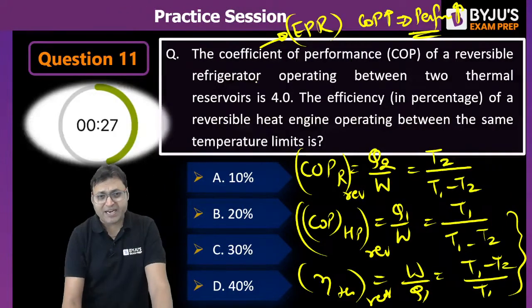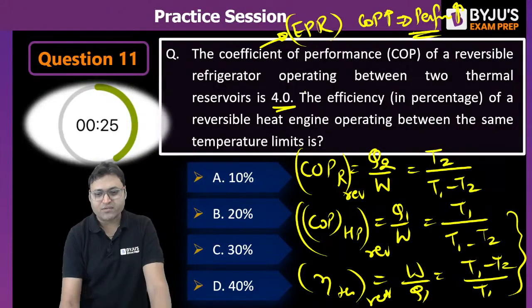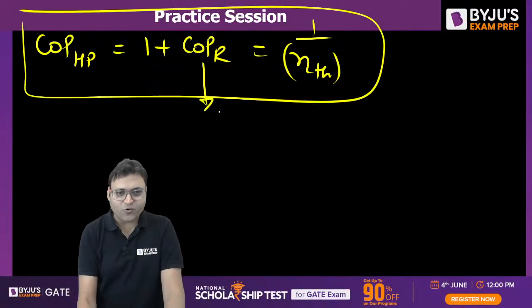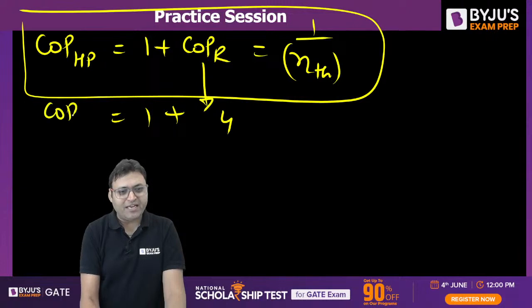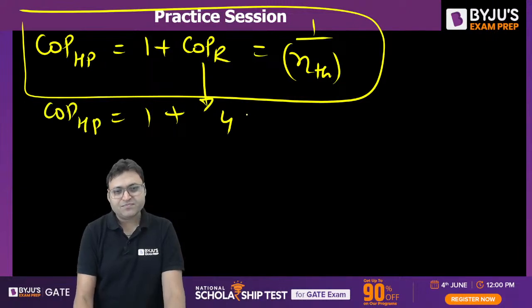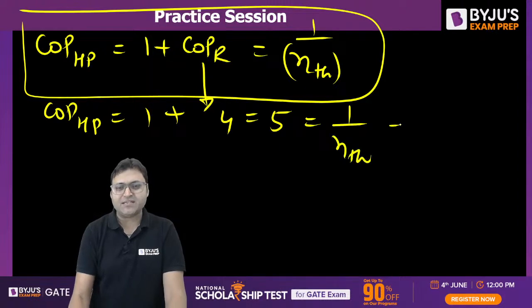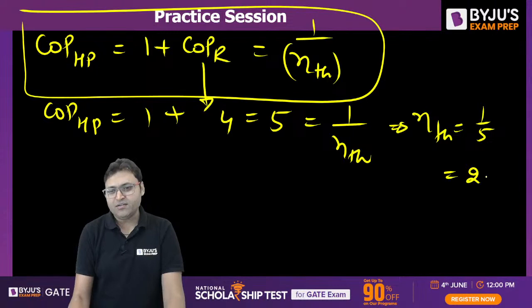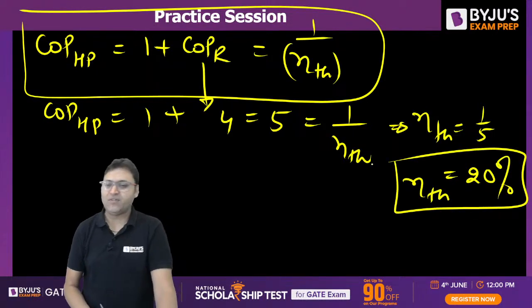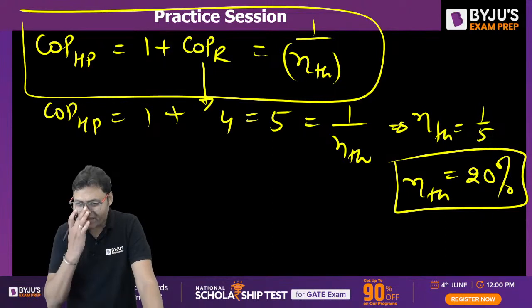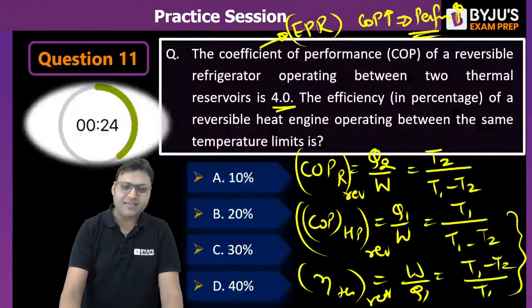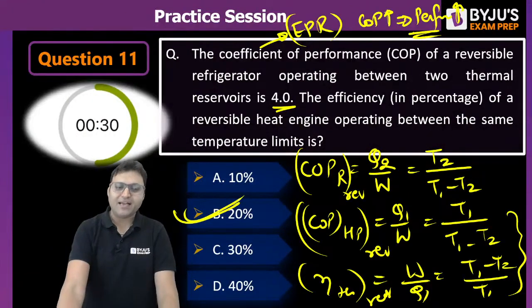So COP for a refrigerator is 4. If COP is 4, this is 4 plus 1. So we can say COP for the heat pump will be equal to 5, isn't it? That is equal to 1 upon thermal efficiency. So the thermal efficiency is equal to 1 by 5 or 20%. The thermal efficiency of the engine will be 20%, 1 by 5. Yes or no? The answer is option B. B is the correct answer.